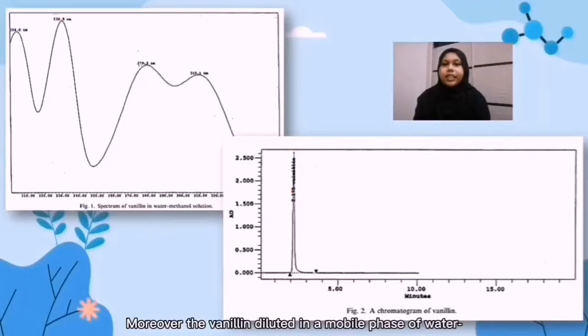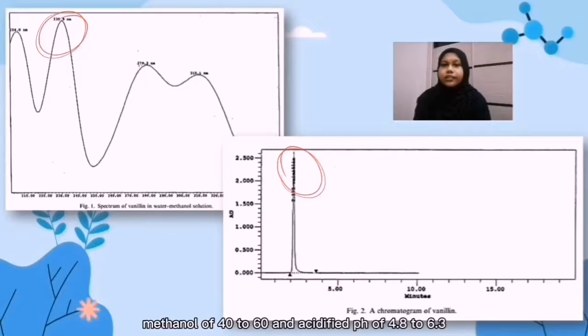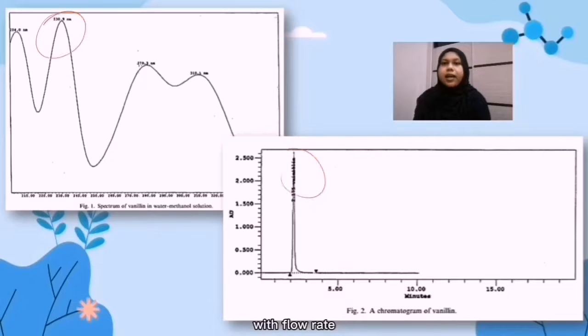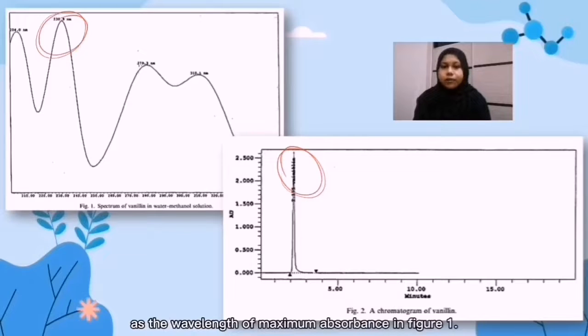Moreover, the vanillin diluted in a mobile phase of water-methanol of 40 to 60 and acidified to pH of 4.3 to 6.3 with a flow rate of 1 ml per minute has shown 231 nanometer as the wavelength of its maximum absorbance in Figure 1. Standard solution of vanillin was dissolved in the mobile phase and the analysis run lasted 15 minutes.